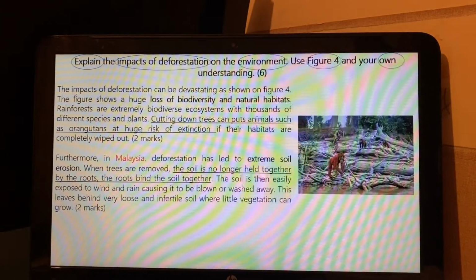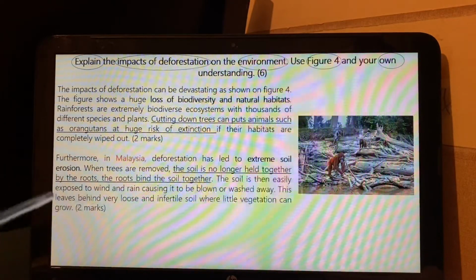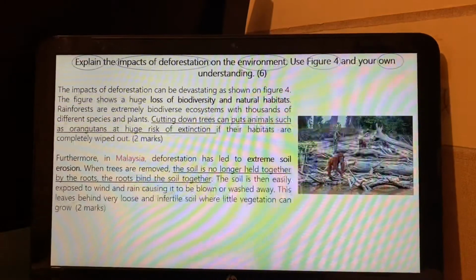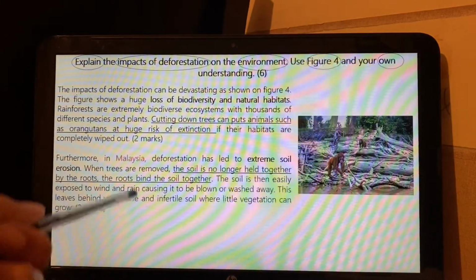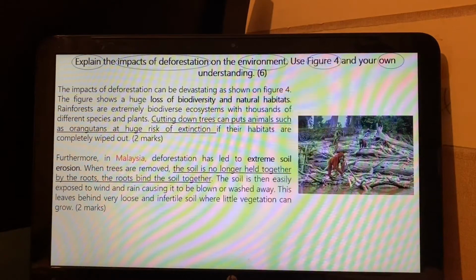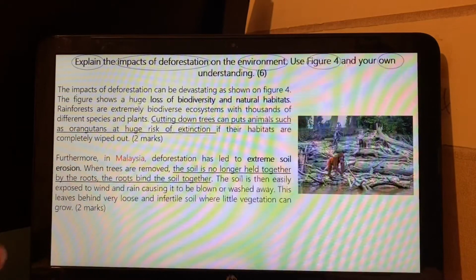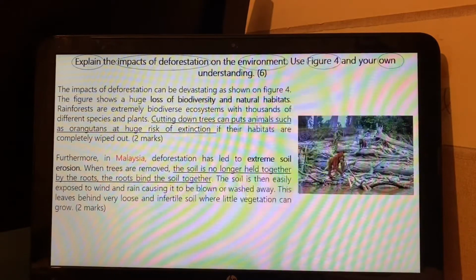I use that phrase, okay? I use that sentence there. So I say that actually the soil is then easily exposed to what? Wind and rain, especially in the rainforests, causing it to be blown and washed away. But now what's the problem with that? When it's easily blown and washed away, that soil becomes very loose and then becomes infertile. So very little vegetation can grow here, which can be quite problematic for any form of biodiversity to thrive again. And then that should give you 4 marks so far. But again, I'll keep it much shorter when I'm writing it in real life.